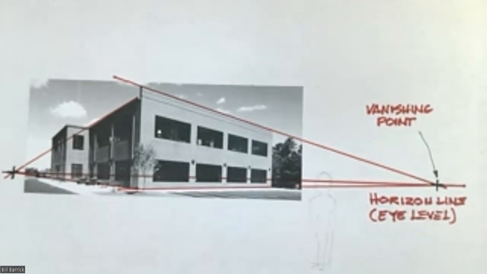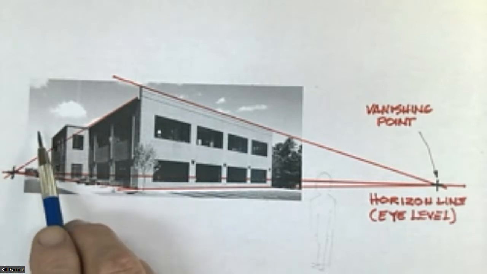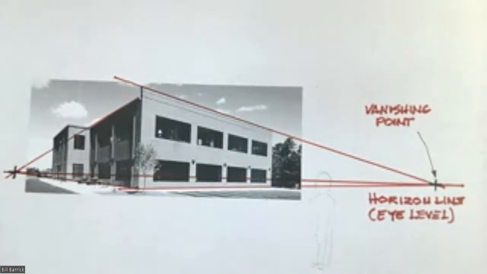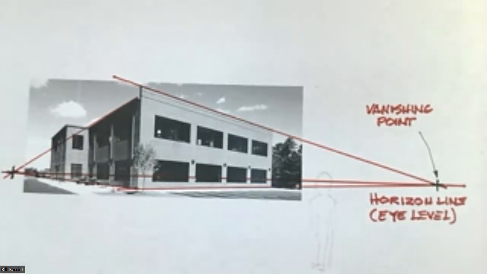Okay, that's the eye level. And it's also the horizon line. If you were to take away all the trees and all the background, that would be where the sky meets the ground. So horizon line is the same as eye level. We'll get more into that in class on Saturday.